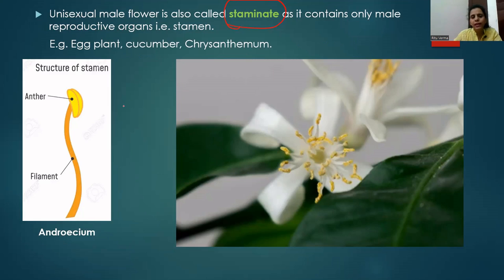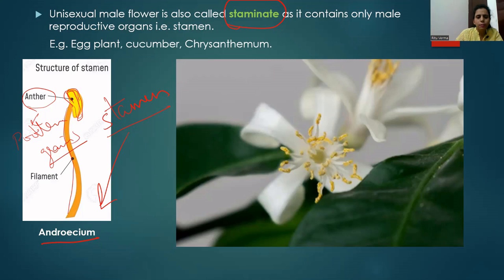Because we know that the male reproductive structure in plants is known as stamen, and another name for stamen is androecium. This stamen has two parts. Anther is the lobe-like structure present on the top, and in this anther, male gametes, which are called pollen grains, are produced. And this long stalk-like structure present below the anther is known as filament.